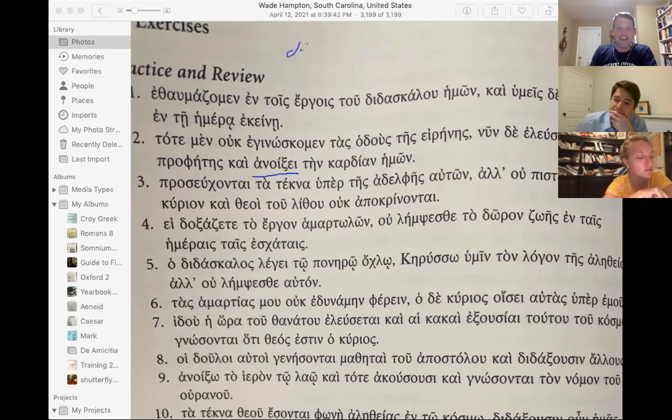Anoigo, I open. Good. It is from Anoigo, I open. Awesome. Okay. So it's from Anoigo. And again, you don't have to ask these questions this way. I'm just a big fan of Lego instructions. Ask me this and then do this and this.